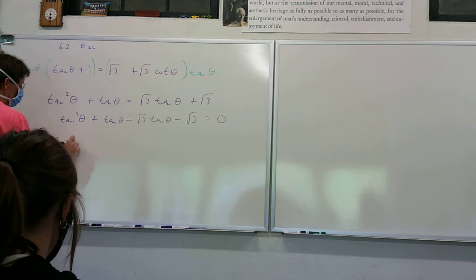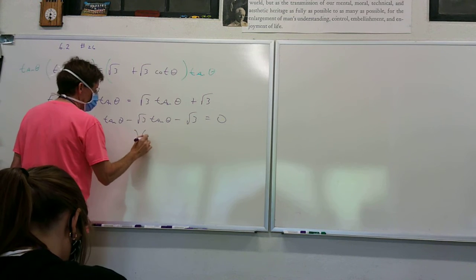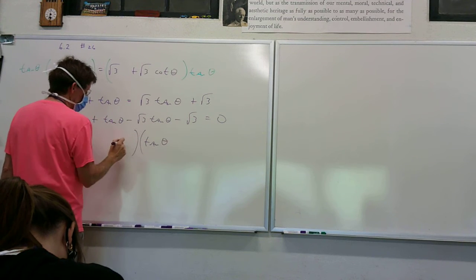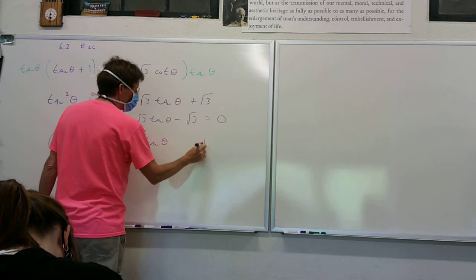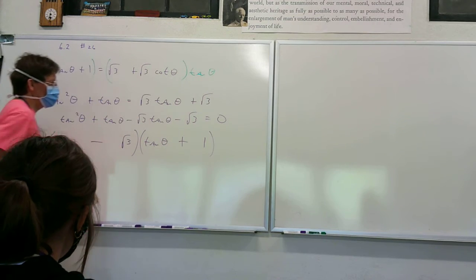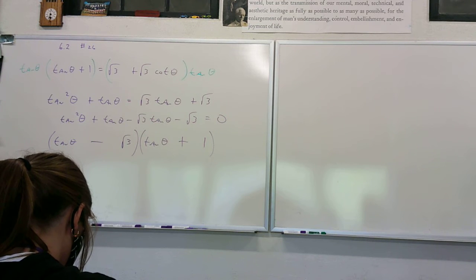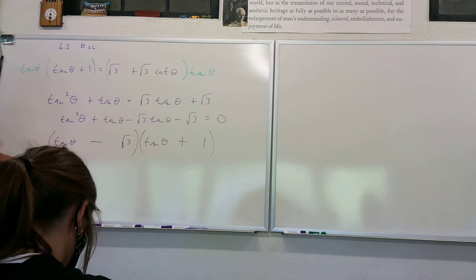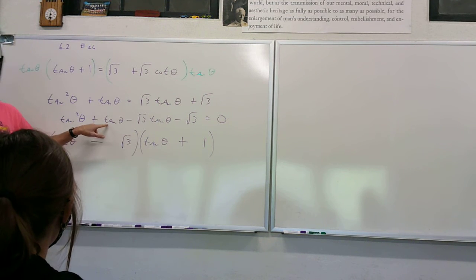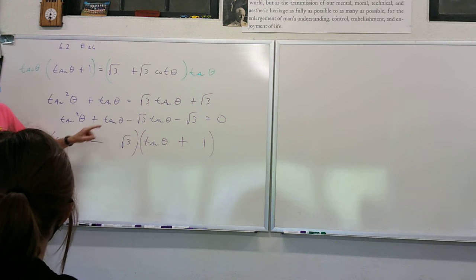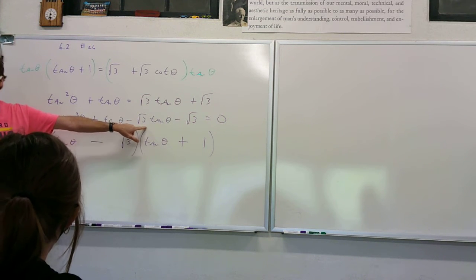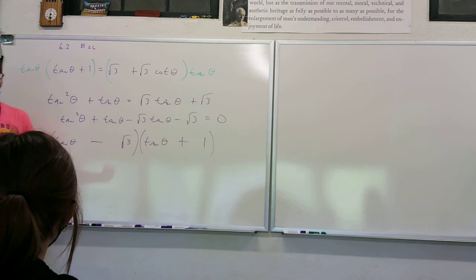Tangent theta, tangent theta. Then, see that square root of 3 right there? Square root of 3, 1. Make that one negative, make that one positive. And check and see if that worked. Because notice, you're going to get tangent theta times what? 1. That's that one, right? And you'll get negative square root of 3 times tangent theta. That's which one? That one. So it turns out that it gives you the part in the middle.